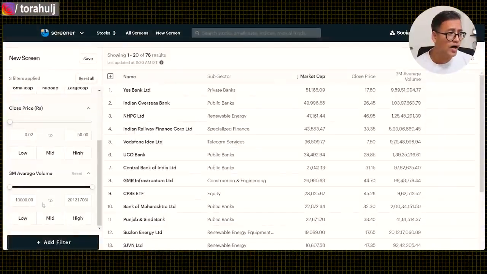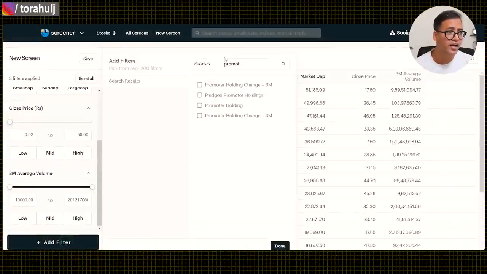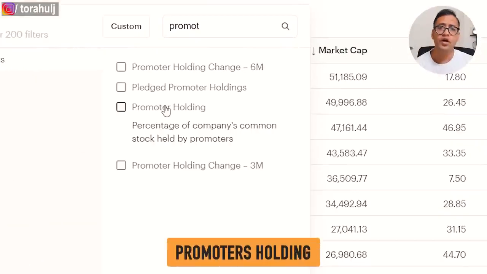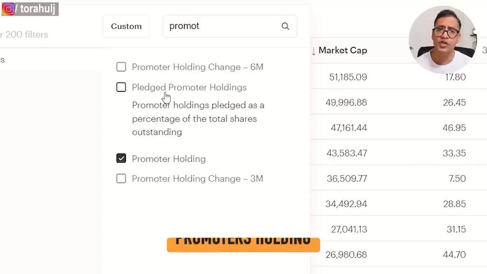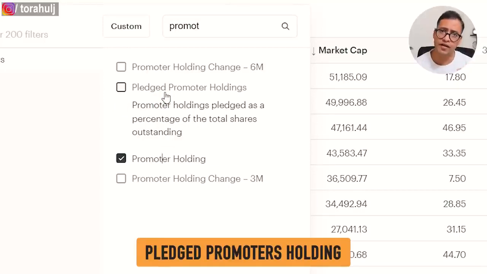With that, let us move to our next criteria, and the next criteria is going to be promoters holding, which is the percentage of the promoters holding in the company. Extremely important in cases of penny stocks. So let us go ahead and add that. I would like to check the pledged promoters holding as well. Let us add that and I will explain to you in a second.